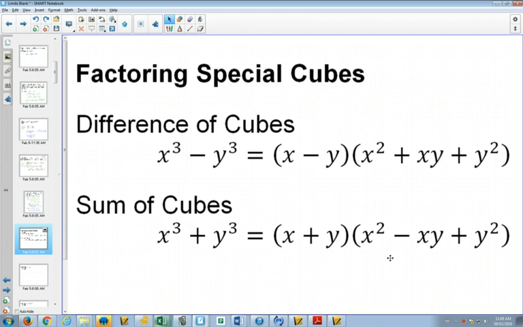Now, if you were asked to factor x cubed minus y cubed or x cubed plus y cubed, chances are it would have a number here. Maybe they'd ask you to factor x cubed minus 8. You could do that with the factor theorem that we reviewed yesterday and synthetic division. It would work, but these things come up quite often. Well, not quite often, but they do appear every once in a while. So they're nice to have as special formulas.